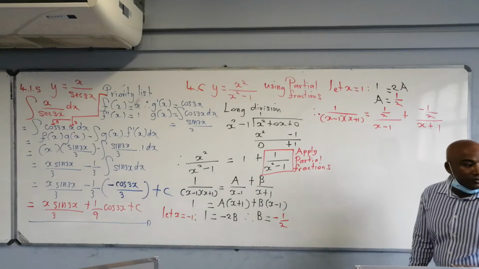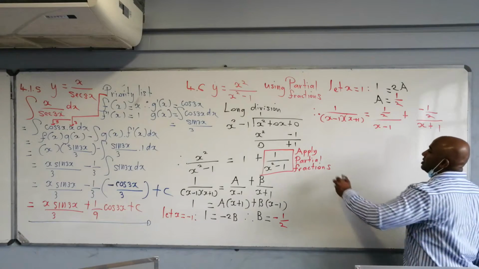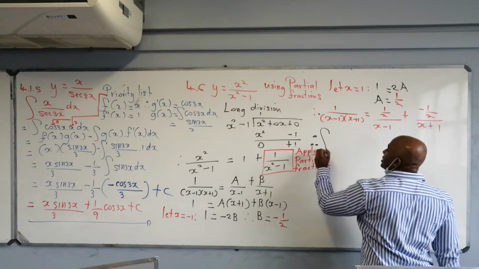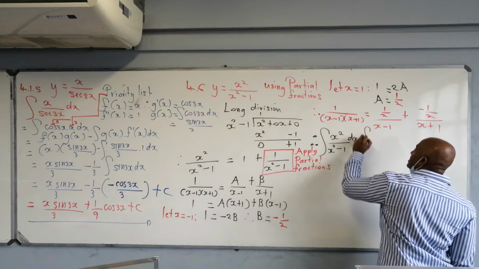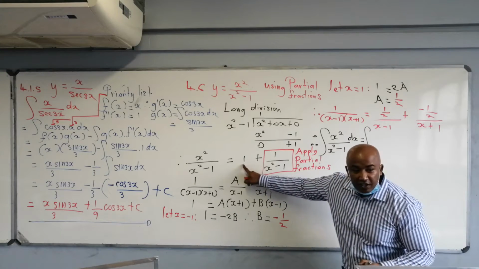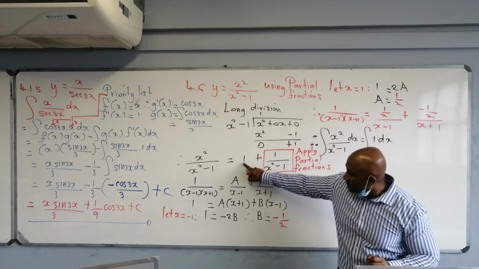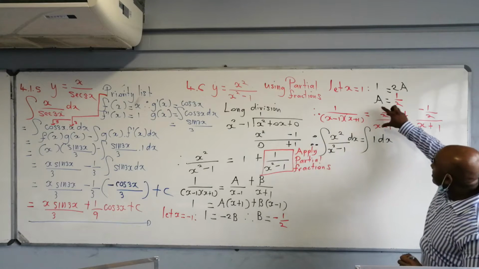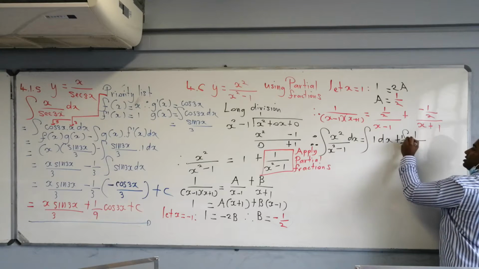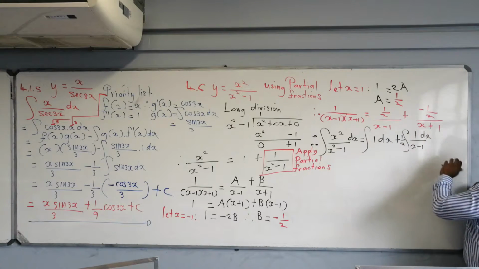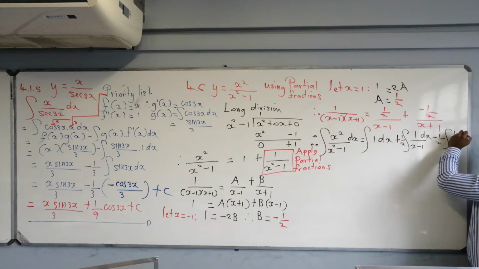Right, so now this is just replacing my a and b. Let's write down the whole thing now. So therefore, the question was integrate x squared over x squared minus 1 with respect to x. So what did we do? We found that after long division we had a 1 there. So there's my 1. I'm integrating 1 with respect to x. Plus the integral of half, and that's 1 over x minus 1 dx, minus half 1 over x plus 1 dx.